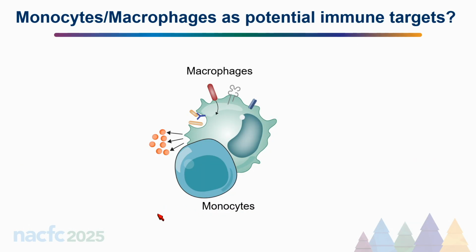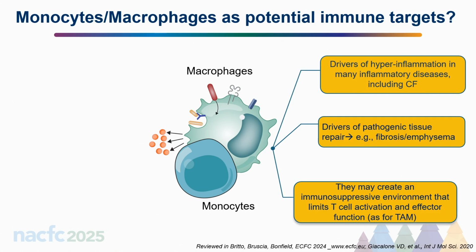Okay, now we'll switch gears and talk about my favorite cells, the macrophages, and why I think those cells could be a good target for immune modulation in CF. They are drivers of hyperinflammation in many inflammatory diseases, including CF. They are drivers of pathogenic tissue repair. This has been shown in other chronic inflammatory diseases, and I will show you some of the data from our work showing that this is true also in the context of CF. And also we need to learn from other diseases.